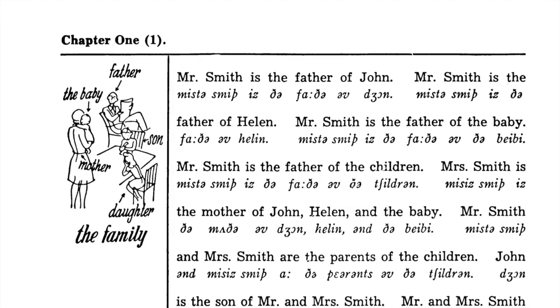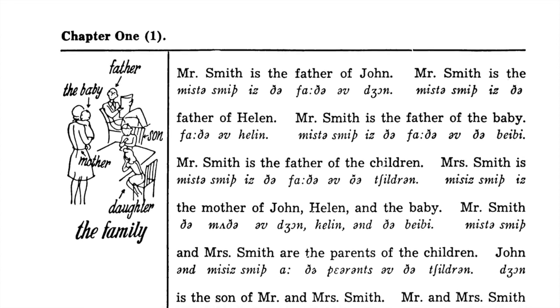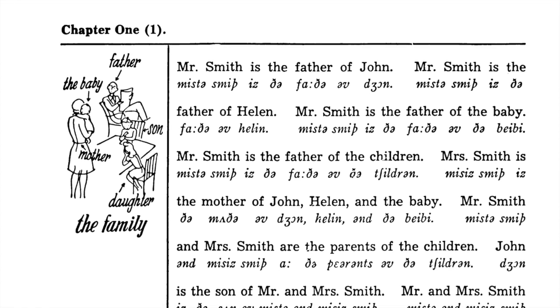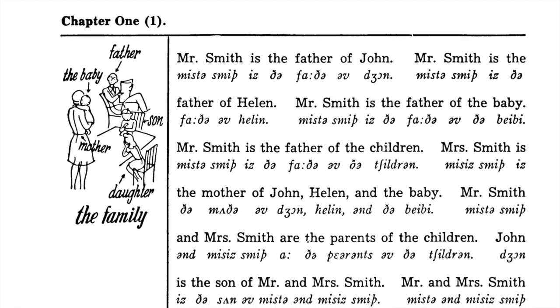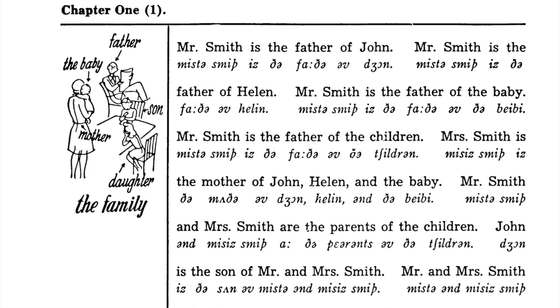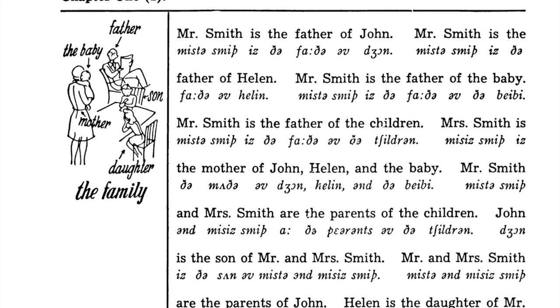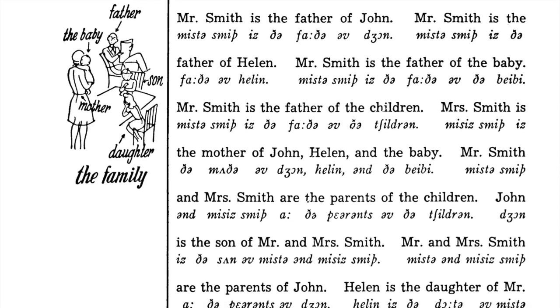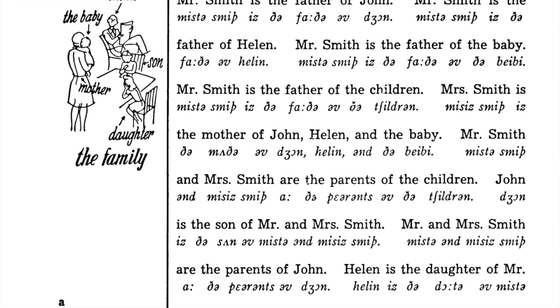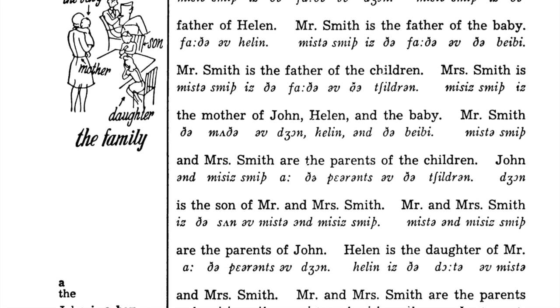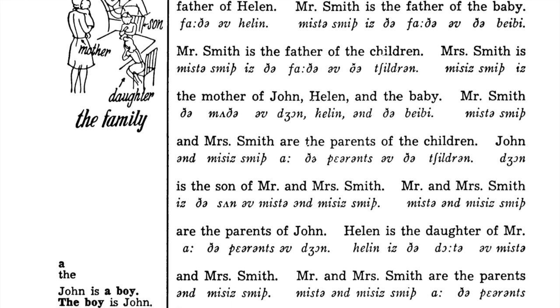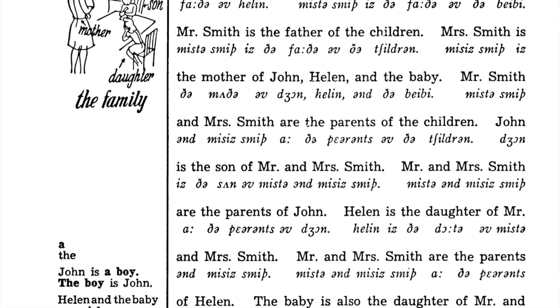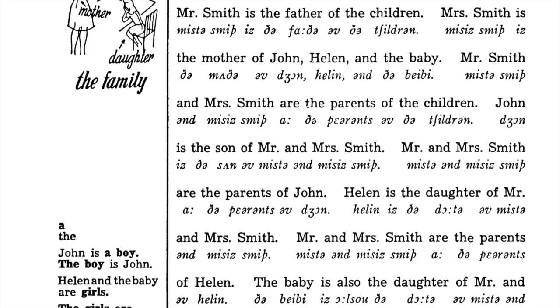Mr. Smith is the father of John. Mr. Smith is the father of Helen. Mr. Smith is the father of the baby. Mr. Smith is the father of the children. Mrs. Smith is the mother of John, Helen, and the baby. Mr. Smith and Mrs. Smith are the parents of the children.